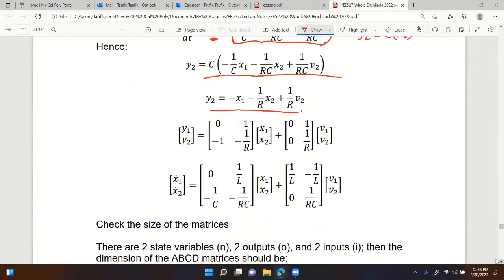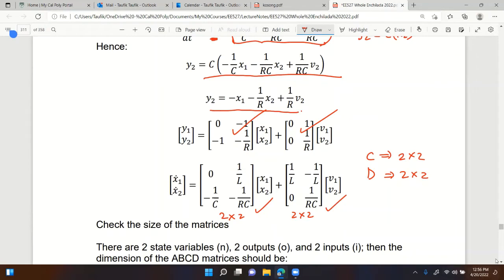So check the size again. I don't need to check A and B. This is already done. They're not affected by the output. But C and D, they are affected by the output. So you do need to check the size of matrix C and D. C is, I keep forgetting, O by N, I believe, right? So that's 2 by 2: 2 outputs, N is 2 state variables. D is O by I, 2 by 2. Is that what I have? Yes, 2 by 2, 2 by 2. Awesome.